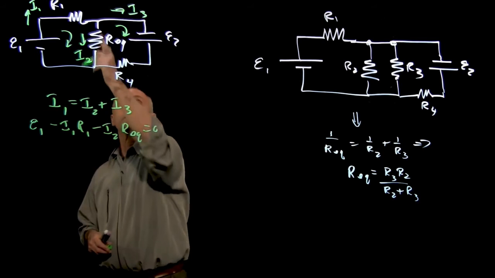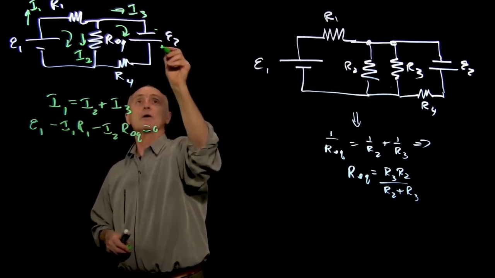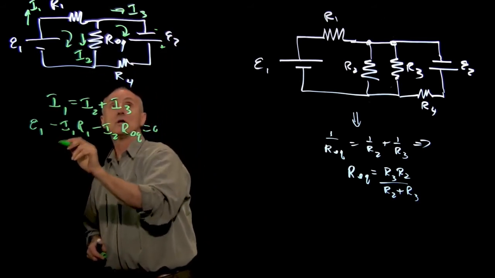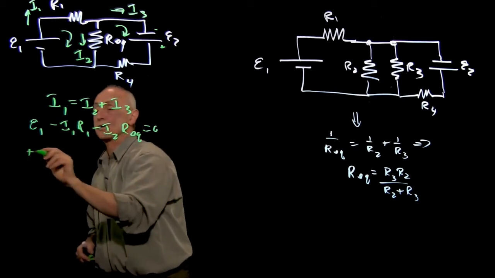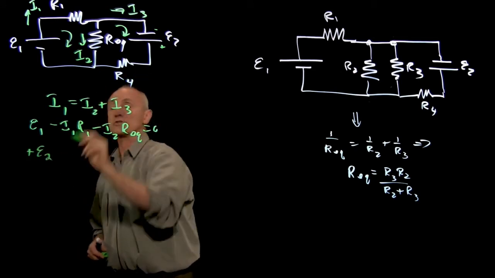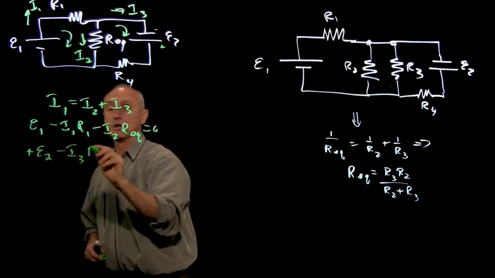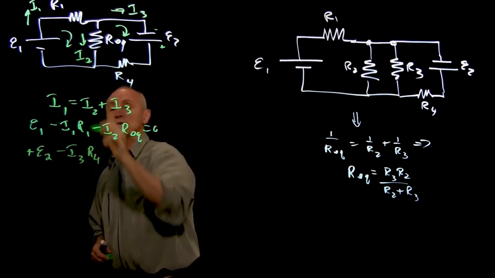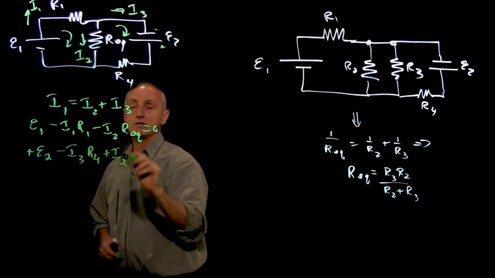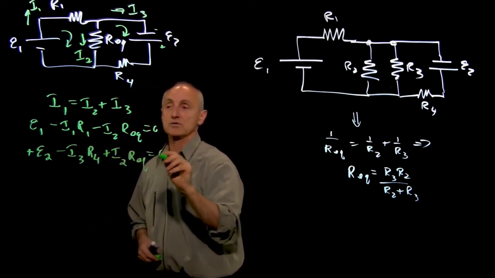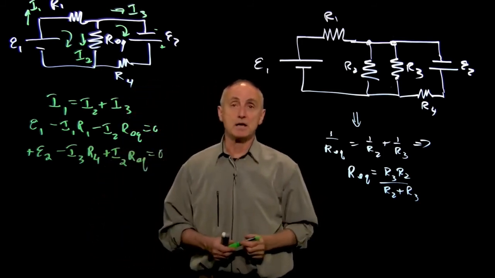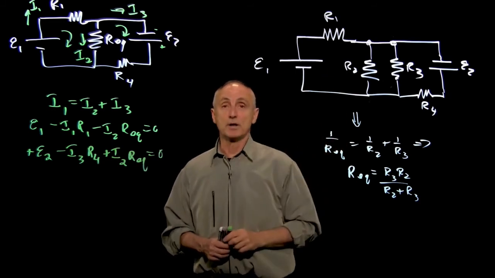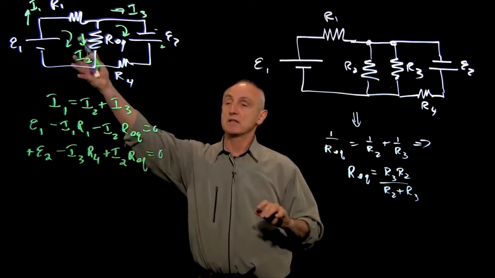Going around this one, I'm crossing the battery in the same direction. So I get plus E2, crossing the resistor in the direction of I3. This one, I'm circulating opposite I2, so I have minus I2 R equivalent is 0. And that's how we can analyze this network. And we can only reduce it this far.